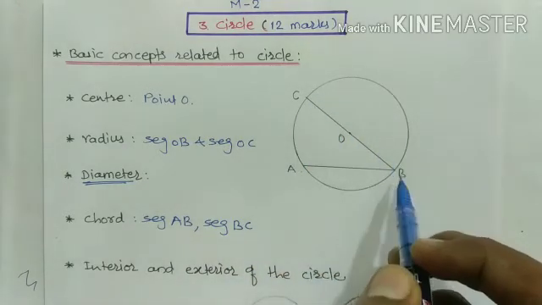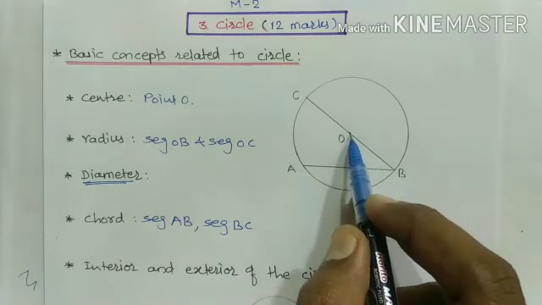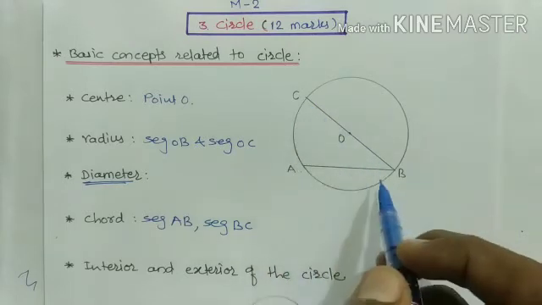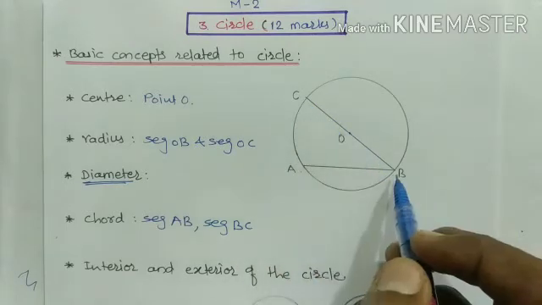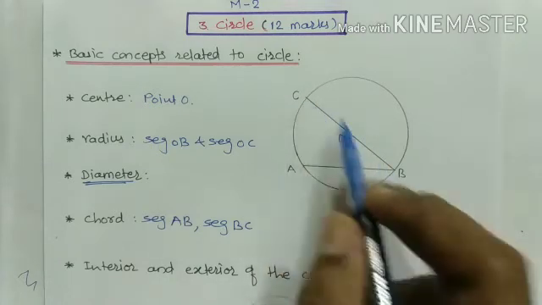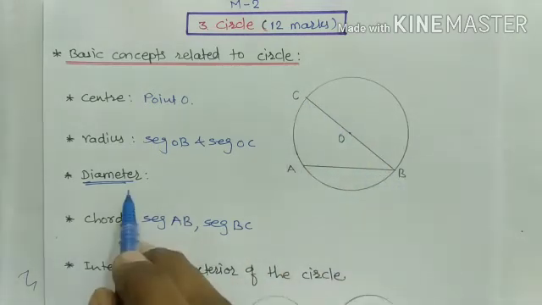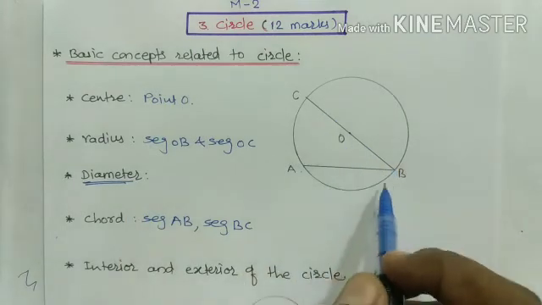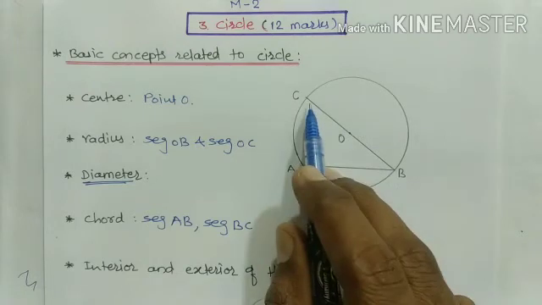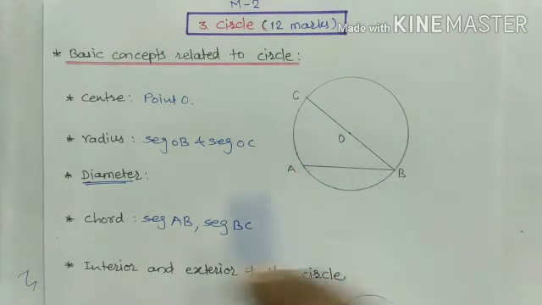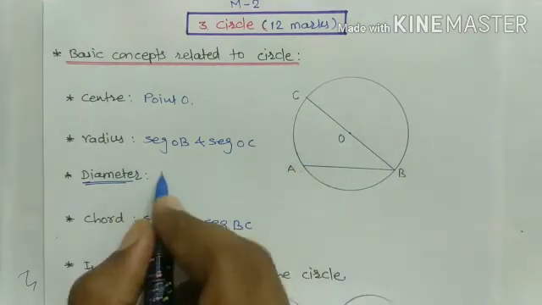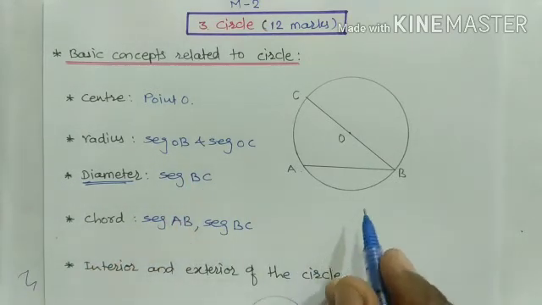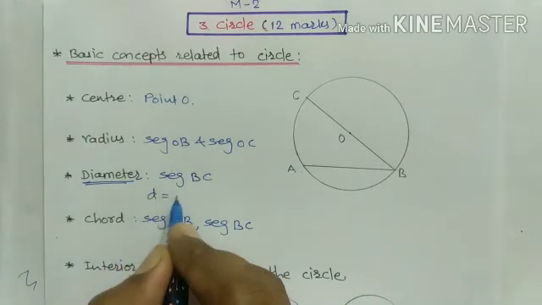Here this chord BC passes through the center of the circle. So that's why this is the largest chord, or the biggest chord, of the circle, and this segment BC is called the diameter of the circle. The chord passing through the center of the circle is the diameter of the circle, and the length of the diameter of the circle is twice the radius. In the figure, this segment BC is the diameter of the circle, and we know that diameter equals twice the radius.